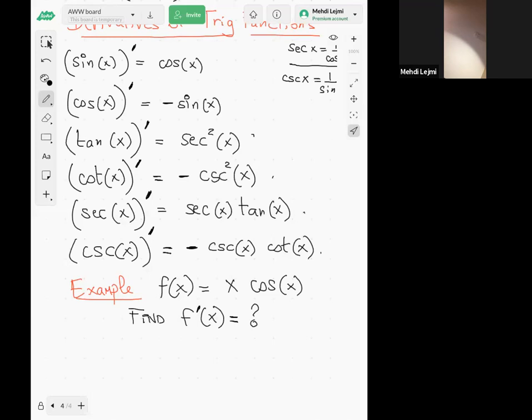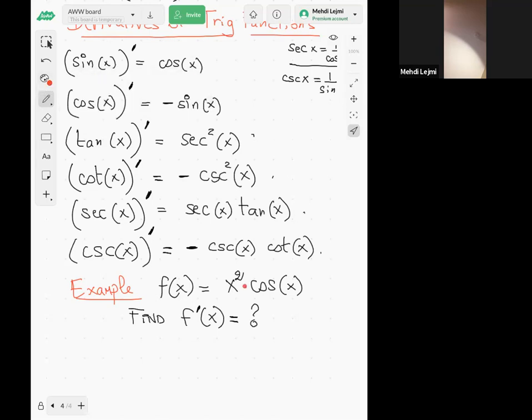Let's say here it's x squared instead of x. So when you have to compute the derivative, guys, you need to know which formula you have to use, right? You need to know whether you have addition, subtraction, a product, or division. For example, here this is x squared times cosine.